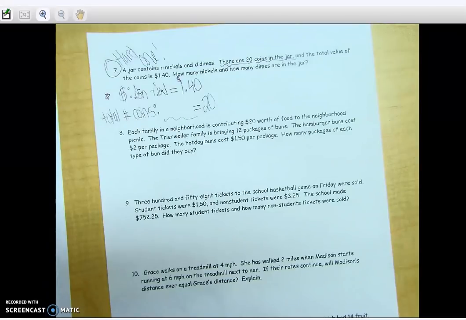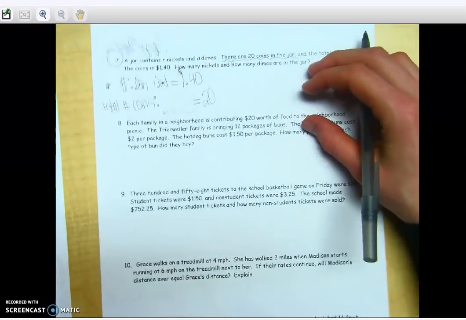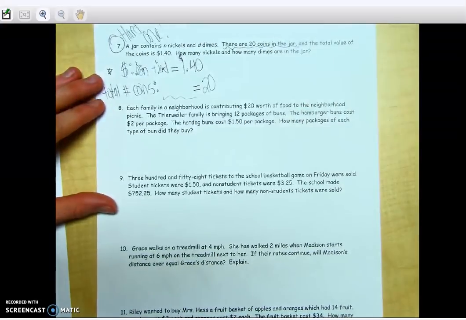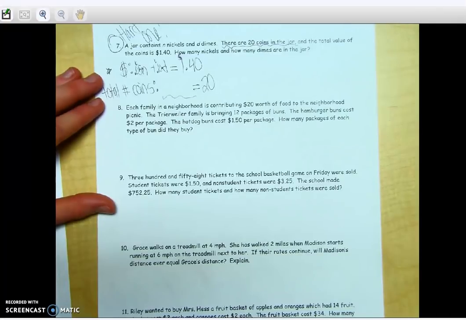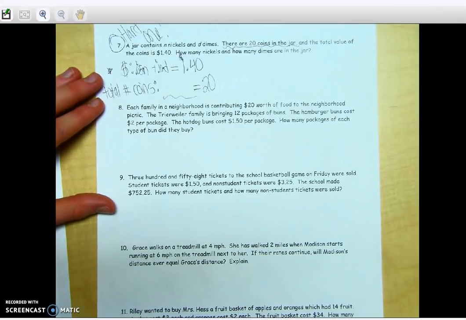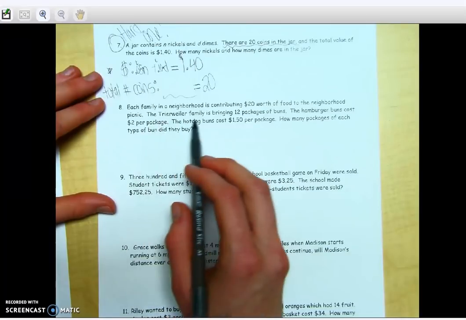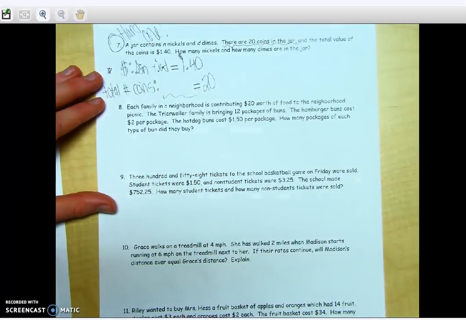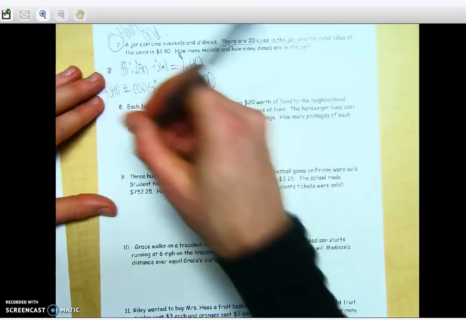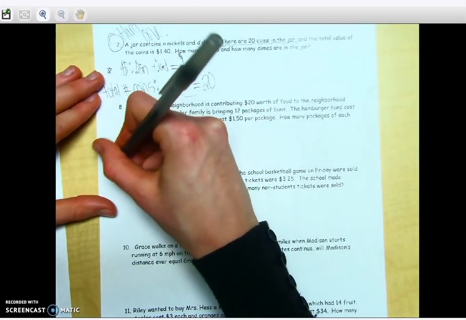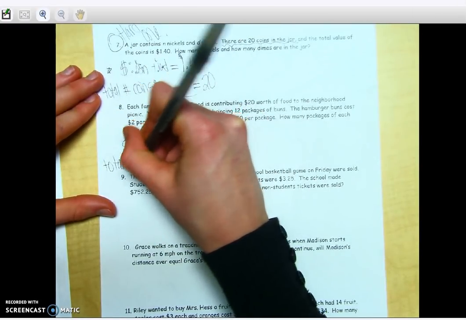All right. Last but not least, and then I'll let you try 9, 10, and 11 on your own. We have a problem about a neighborhood picnic. So they're donating $20 worth of food to the picnic. It says the Treeweiler family is bringing 12 packages of buns. The hamburger buns cost $2 per package, and the hot dog buns cost $1.50 per package. How many of each package did they buy? So, once again, we need an equation about money, and we need an equation about total number.